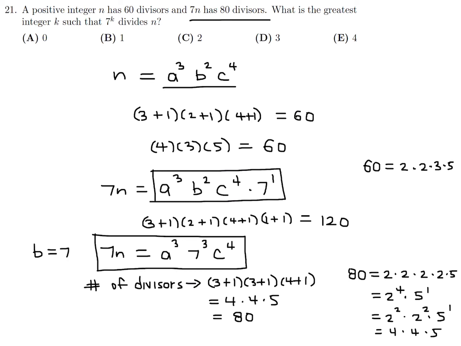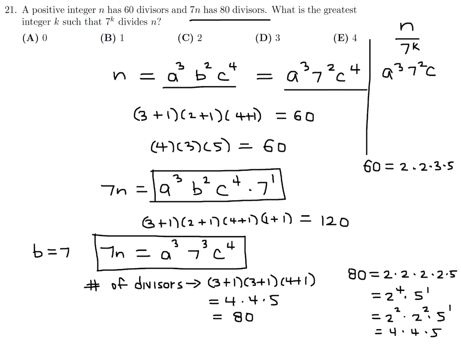Okay? And therefore, going back and looking at n, n is a to the power of 3, 7 to the power of 2, c to the power of 4. All right? Now, the question is asking, what is the greatest integer k such that 7 to the k divides n? So n divided by 7 to the k. Well, n is a to the power of 3, 7 to the power of 2, c to the power of 4, over 7 to the k. Well, the largest k can be is 2.